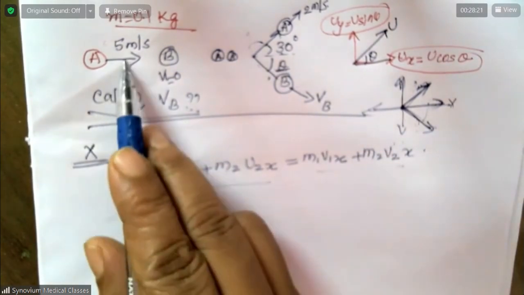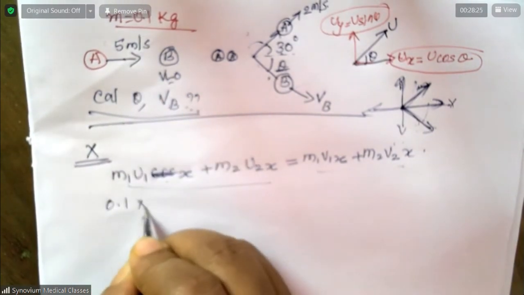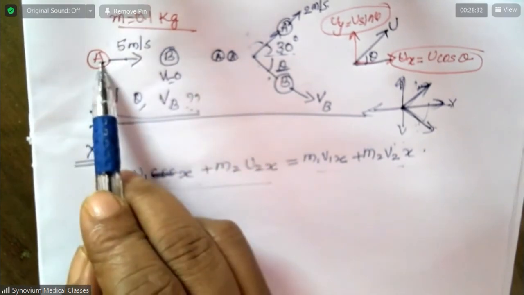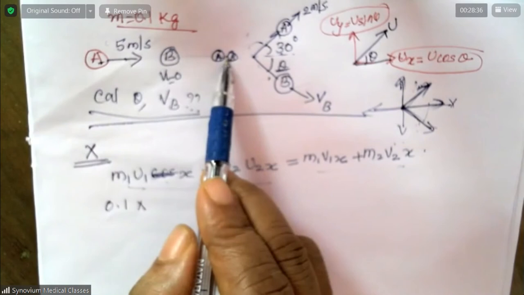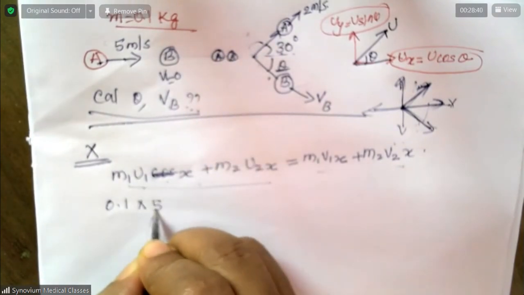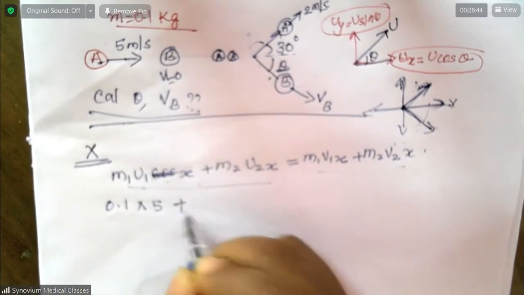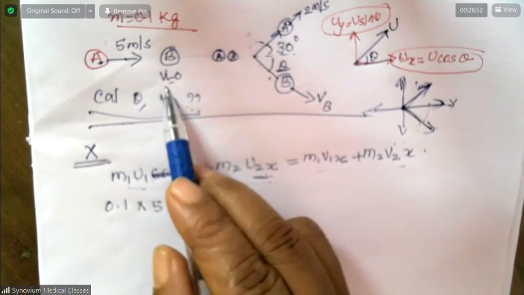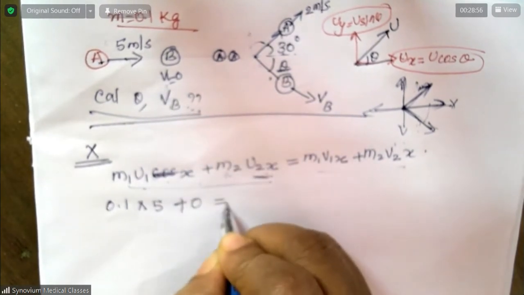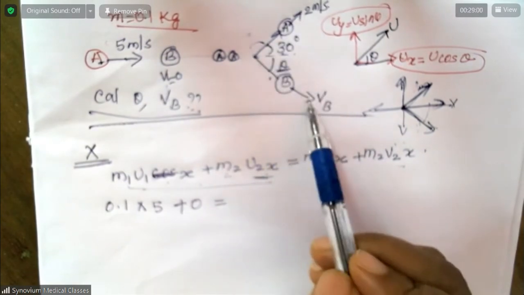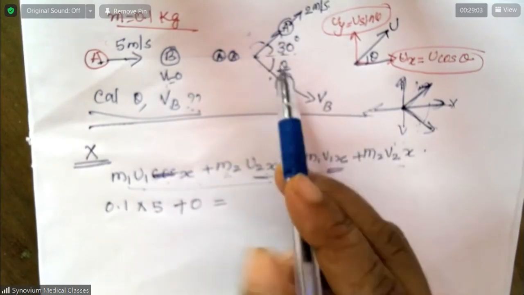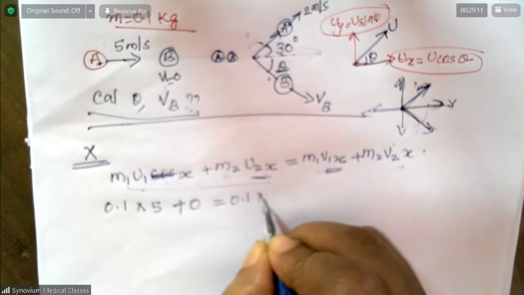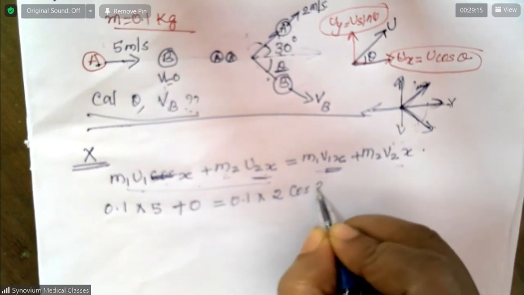Now put the values. All masses are 0.1. So 0.1 into what is U1x? This is U1. This is U2. Is U1 purely in the x direction? Yes. So into 5, there is no cos or sin factor. Plus, what is M2 U2? U2 is 0 because it is at rest. So this is 0, equal to, this is V1, let's take this as V2. So what is V1x in the horizontal direction? This angle is theta, so this one will be cos theta. 0.1 into V1, which is 2 cos 30 degrees.